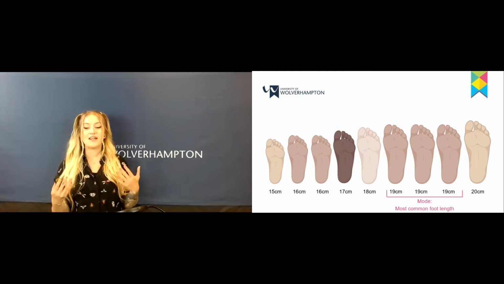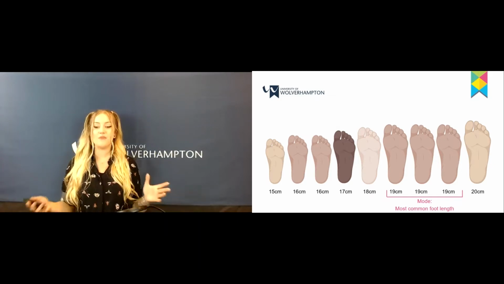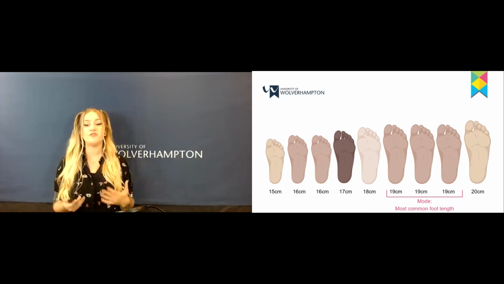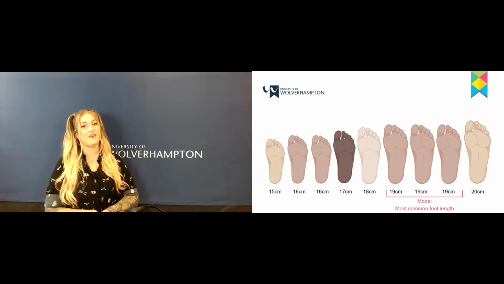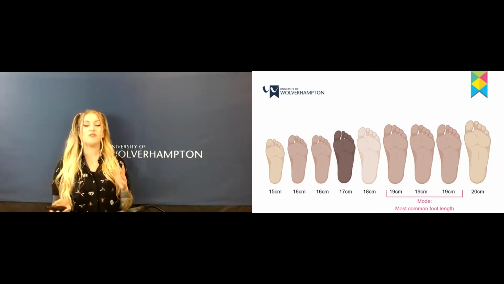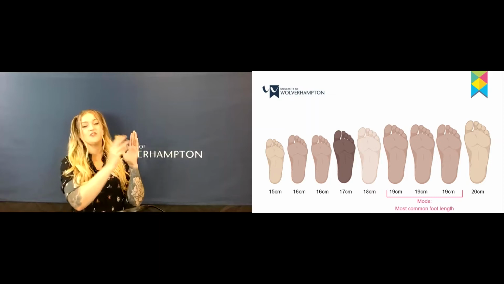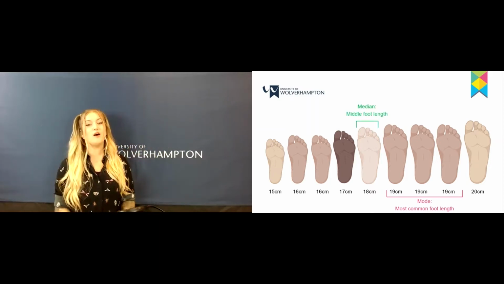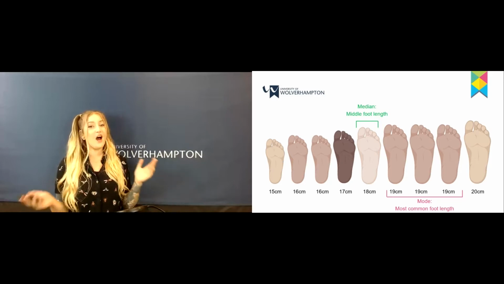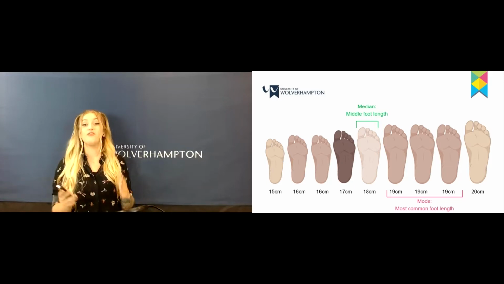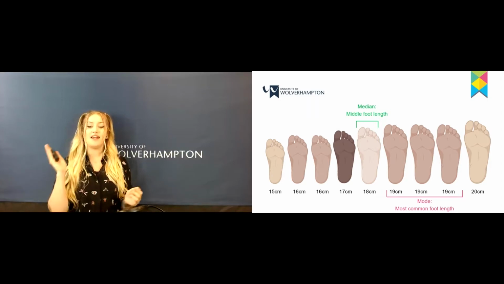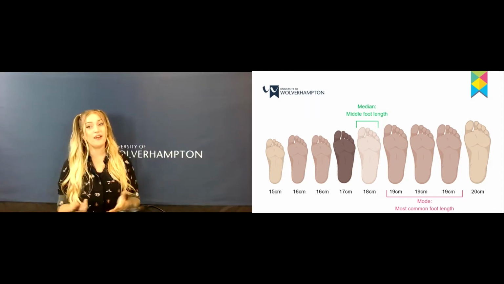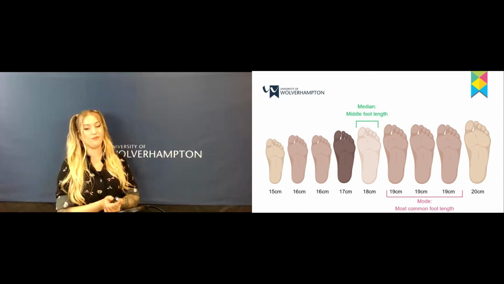So already the mode is done. We can see from our example that the most common foot length here is 19 centimetres. So we can see that by arranging our data into manageable and measurable scales. Moving on, we can then see our median, so the middle foot length. And this is the one directly in the middle, which in this example is 18 centimetres.